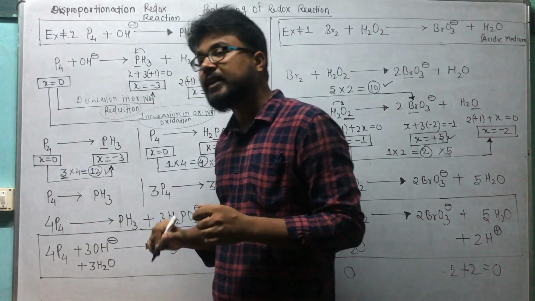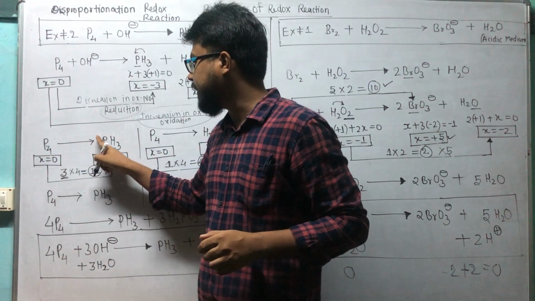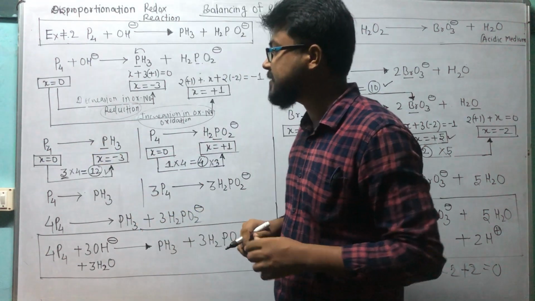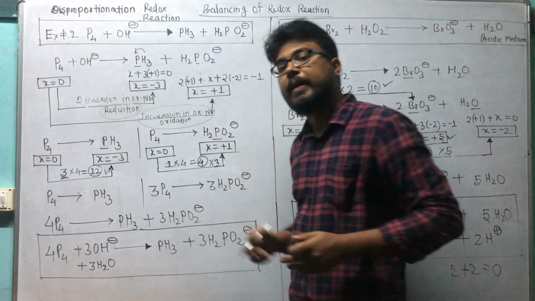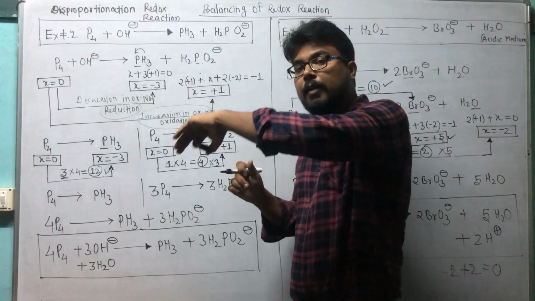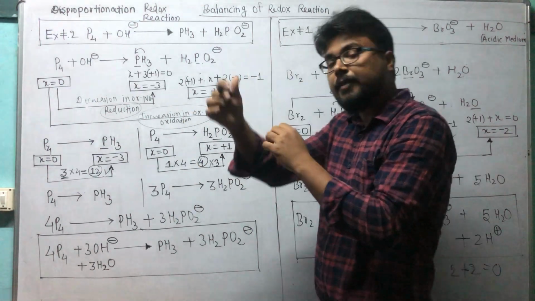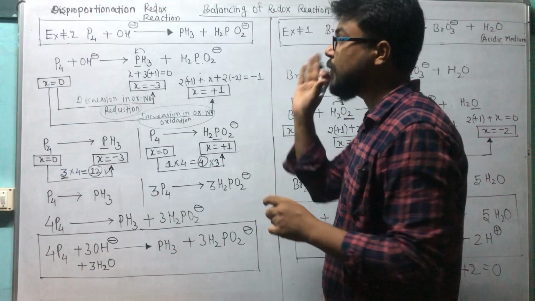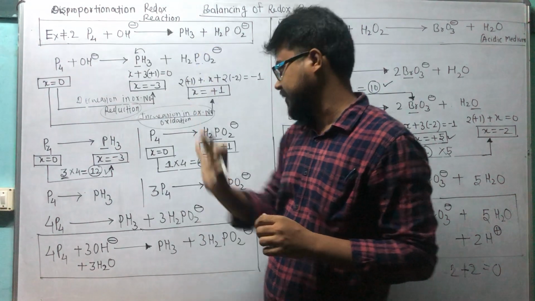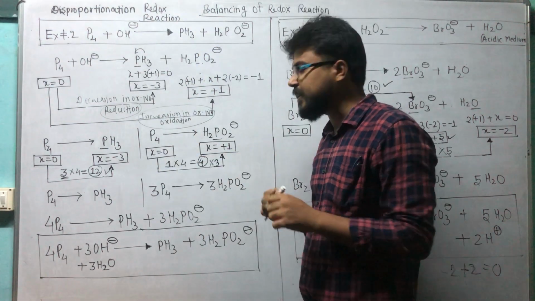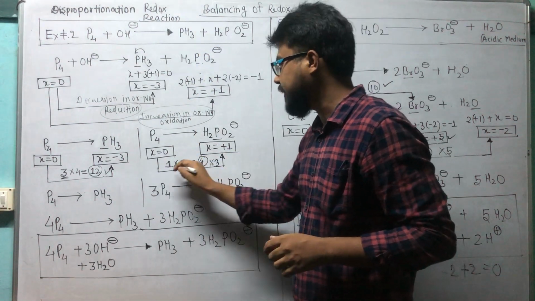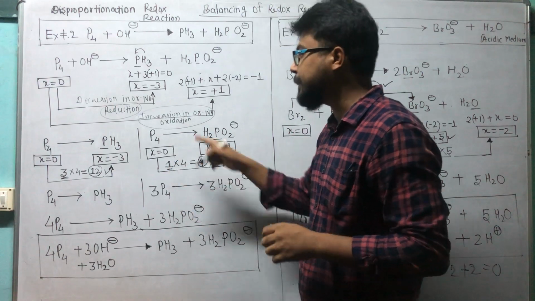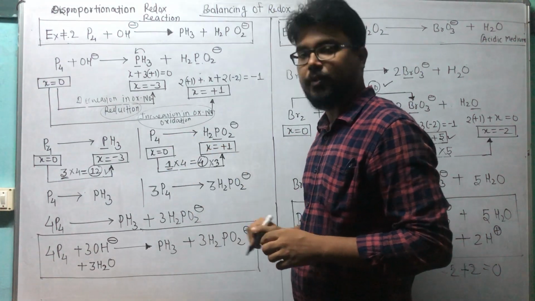Now why didn't I multiply by 4 here, and why didn't I put 4 in front of PH3? Because this is a different kind of balancing, not similar to balancing in acidic medium or basic medium or the shortcut, correct? So we will use a separate technique for disproportionation redox reaction. Here 0 to +1, so it changes by 1, correct? Why did I multiply by 4? Because there are 4 phosphorus, so the answer is a factor of 4.